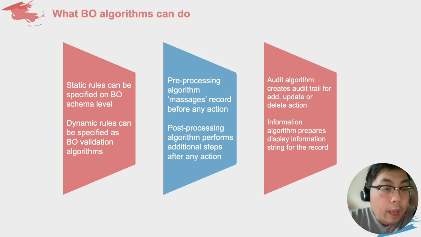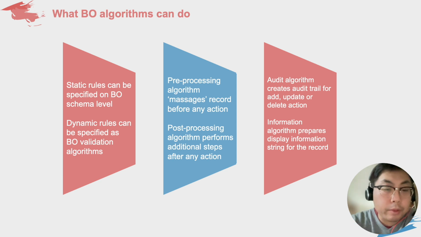Also, there are other types of rules. For example, the pre-processing, which basically runs on any action applied on this object or on this record. The pre-processing rule will be running, and normally it's being used to massage the records before they are processed.